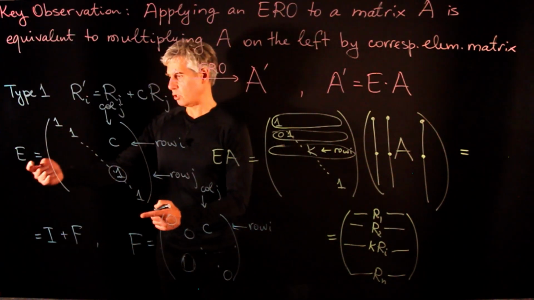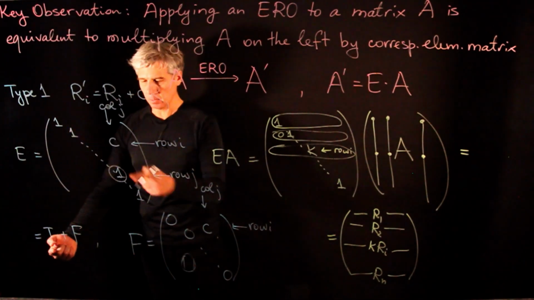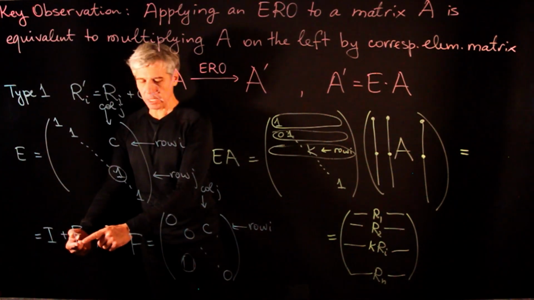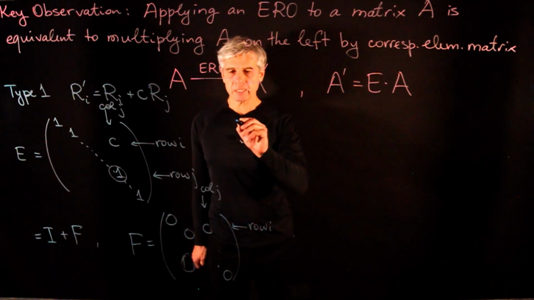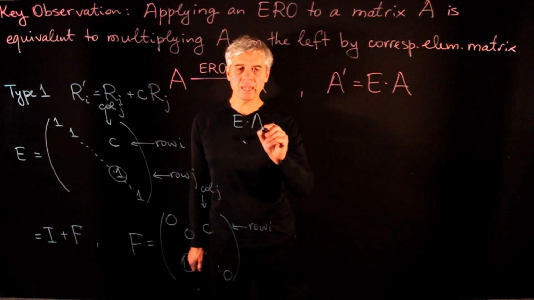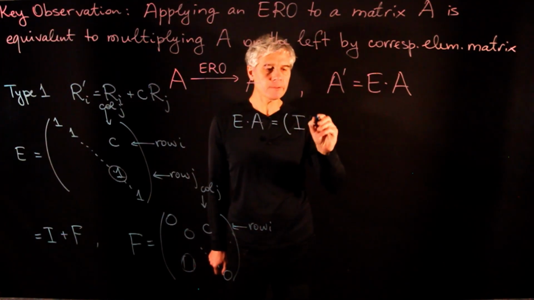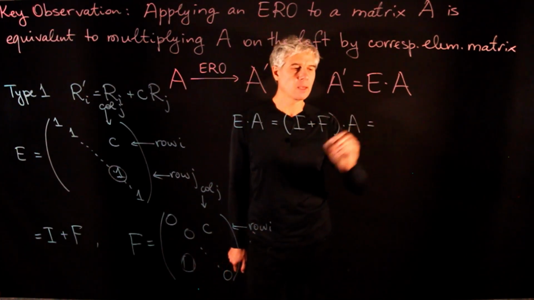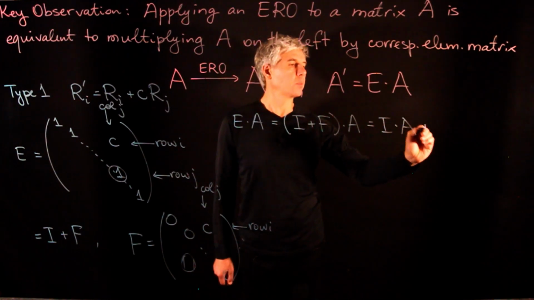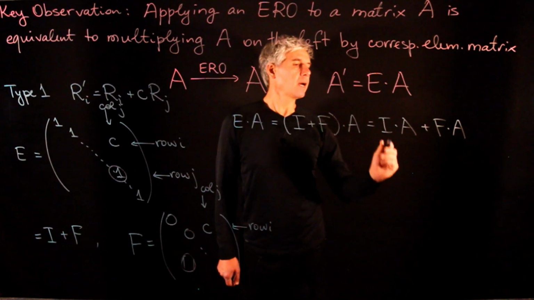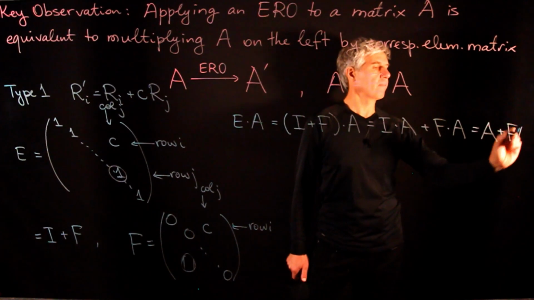So what we do is we take this elementary matrix and just split it as the identity matrix, which captures the ones on the diagonal, plus the matrix F, which captures this off-diagonal element. Now let us compute the product E times A in this case. Well, E can be written as I plus F, times A. And so this can be expanded. So this is I times A plus F times A. I times A is just A. So what we get is A plus FA.